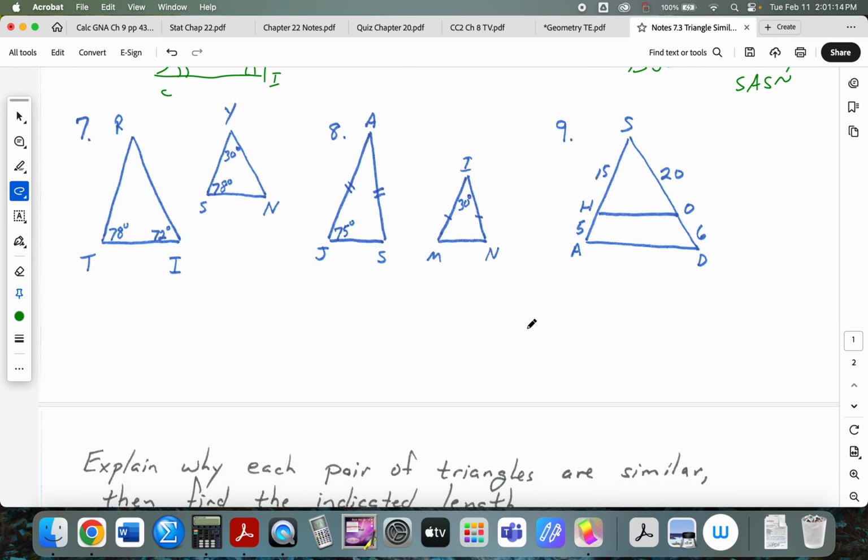All right, let's look at the next ones. So do I have any congruent angles at this point? Yes, which two? T and S. Good. Well, now I got to figure out what the other angle is. Let's see, 78 and 72 is 150 from 180 is 30. So now, yep, I know angle R is congruent to angle Y.